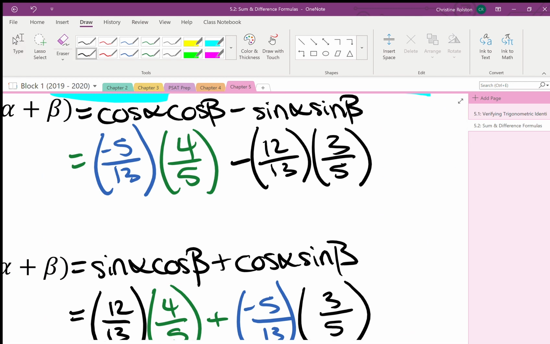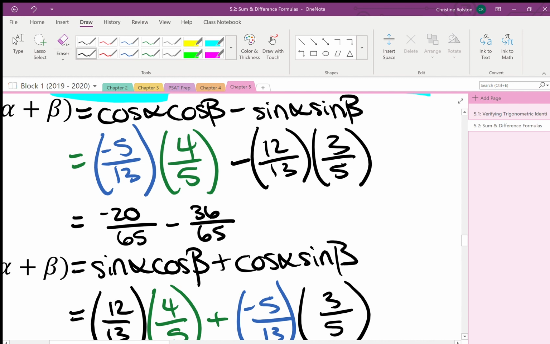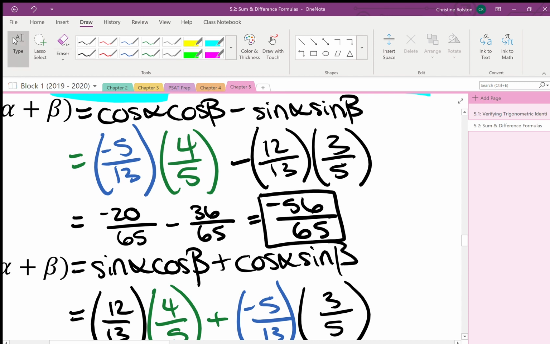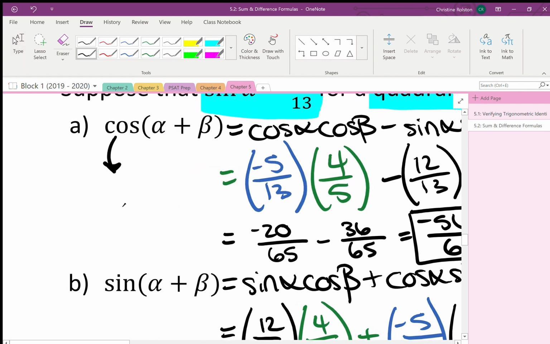So let's simplify this a little bit. So negative 5 times 4 is negative 20. 13 times 5 is 65. Minus 12 times 3 is 36. And then 65. Negative 20 minus 36, we get negative 56 over 65. And I can't simplify that anymore. So that's what cosine of alpha plus beta is. Negative 56 over 65.